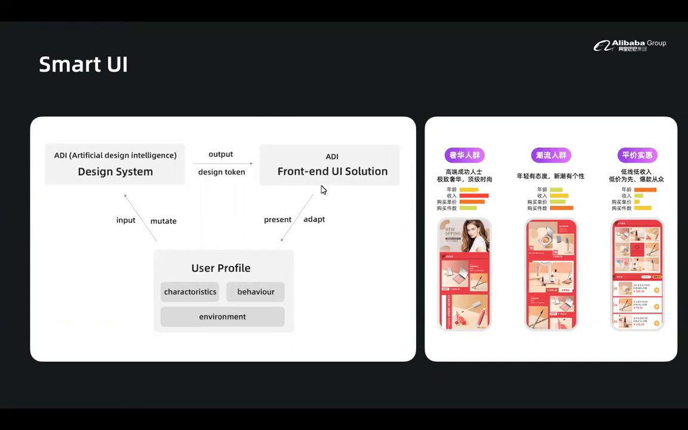For example, if you are a high-end user, you like to shop luxury goods, we might show you this kind of interface. Or if you are a trendy person, you always follow the latest products, we might show you this kind of UI. Or if you are an economical user who likes to compare prices, we might show you this kind of UI.